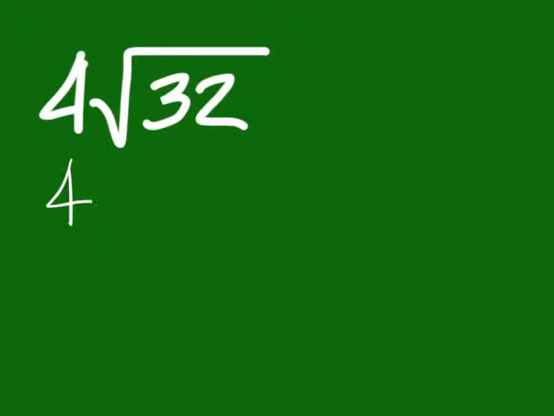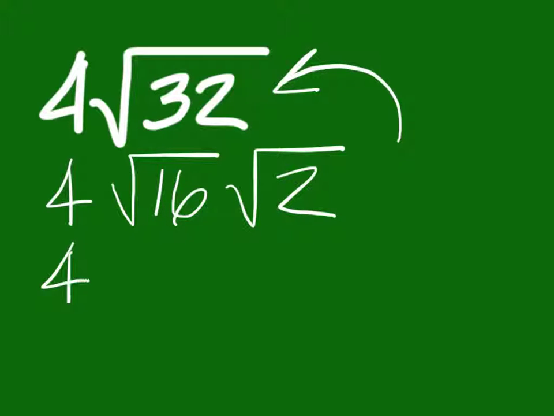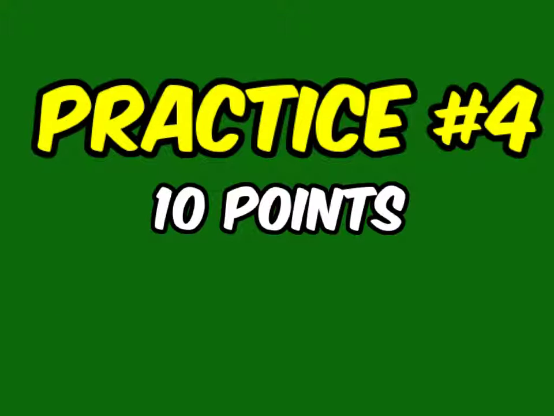Keep the 4 where it's at, and the highest perfect square that comes out of 32 is 16. Square root of 16, square root of 2 would get you back to this. The square root of 16 is 4. Multiply these two together to get 16 square root of 2. Try this one.